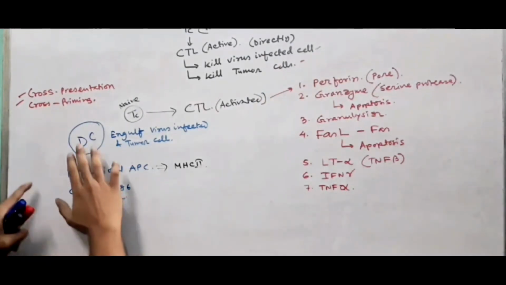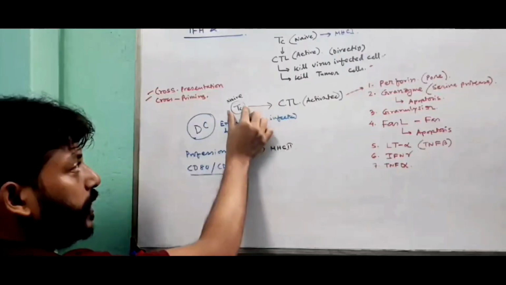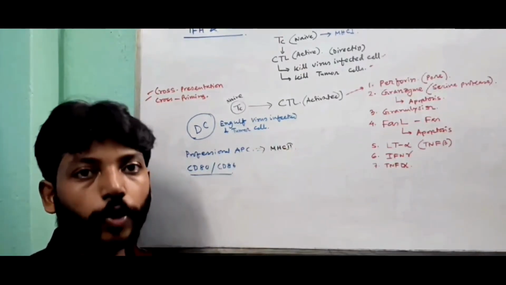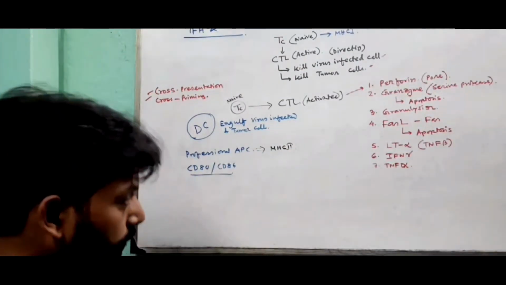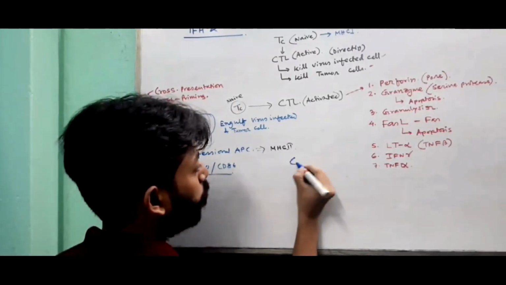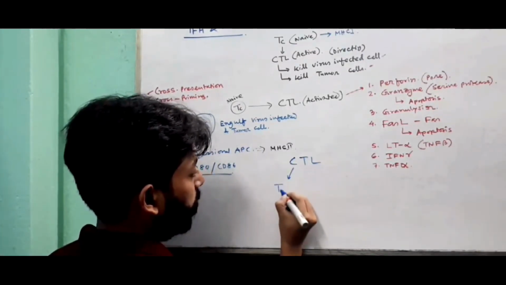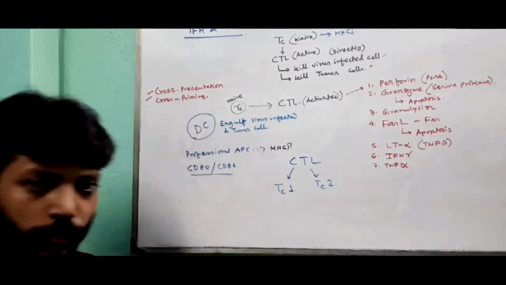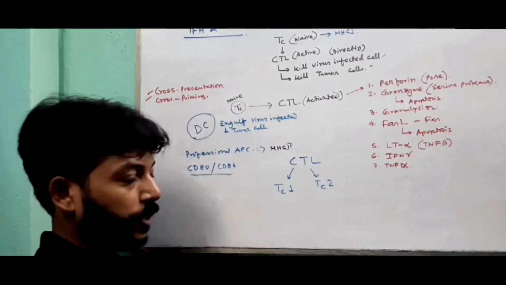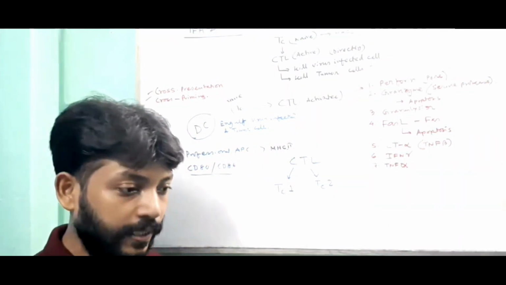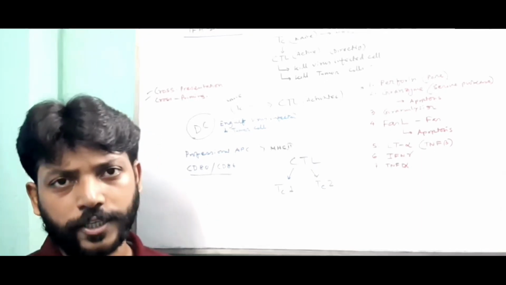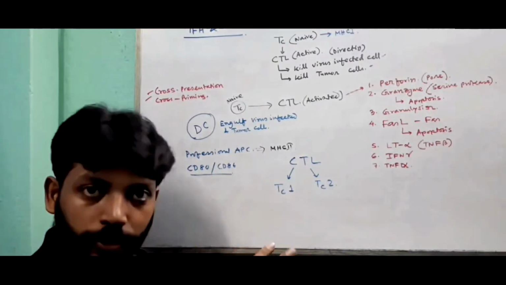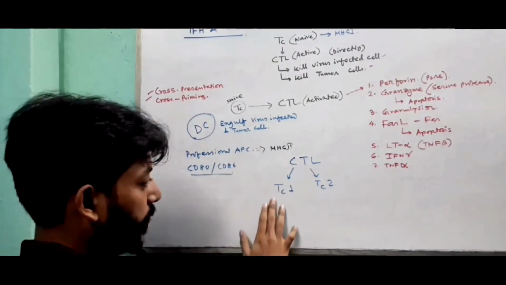Okay, so after it gets activated, the naive TC cell becomes a cytotoxic lymphocyte. Then these cells reach the virally infected tissue site or tumor site and can kill these cells. CTLs can be divided into two subtypes, cytotoxic TC1 and TC2. There is not much diversity in this subset, because in the case of T helper cells we have seen TH1, TH2, TH17, T follicular helper cells, Treg, and other subsets also present. But in cytotoxic T cells, only two subsets are present, TC1 and TC2.